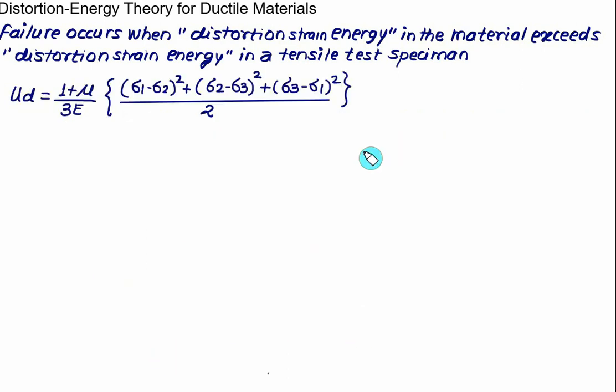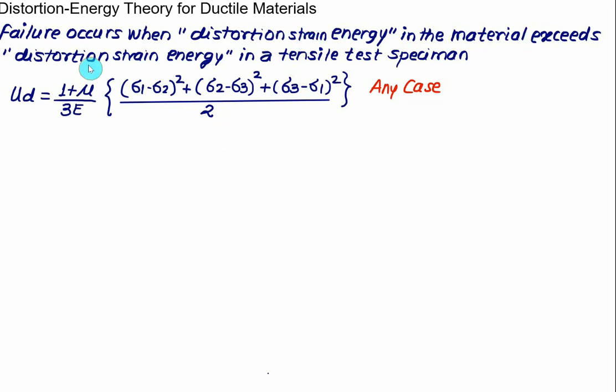So finally we are left with the distortion strain energy given as (1 plus mu) divided by 3E into (sigma 1 minus sigma 2) whole square plus (sigma 2 minus sigma 3) whole square plus (sigma 3 minus sigma 1) whole square, divided by 2. This value is for any case. Whatever the type of loading we have, we always get the distortion energy per unit volume from this equation. So the first part is done, that is, we have found the distortion energy in the material.